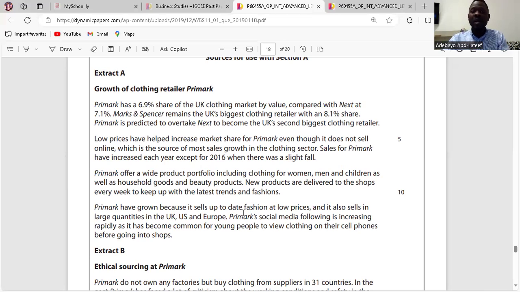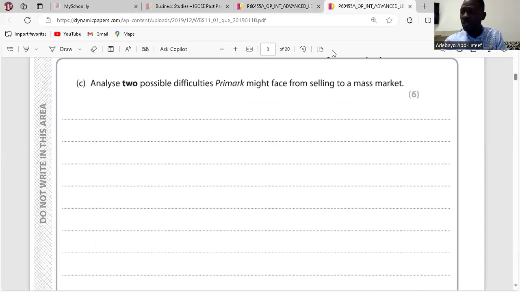So the problems Primark would face in this mass market is, one, low profit margin. This is as a result of selling at a lower price, based on what we read here. Low profit margin, this is as a result of selling at a lower price, meaning Primark must be consistent in reducing costs if it wants to maintain its customer base. Now that Primark has chosen low prices as its unique selling point.